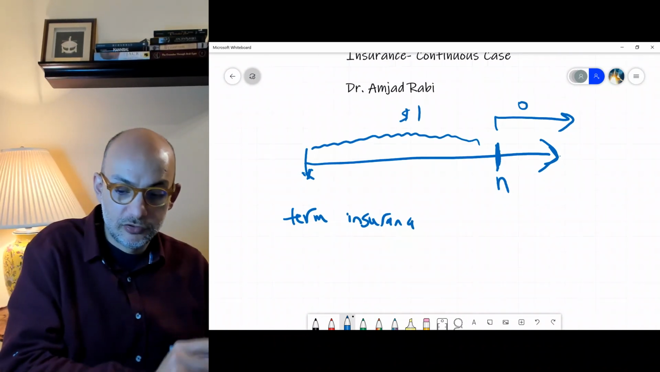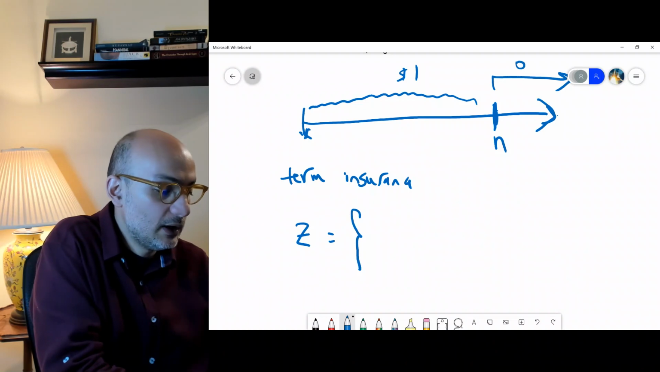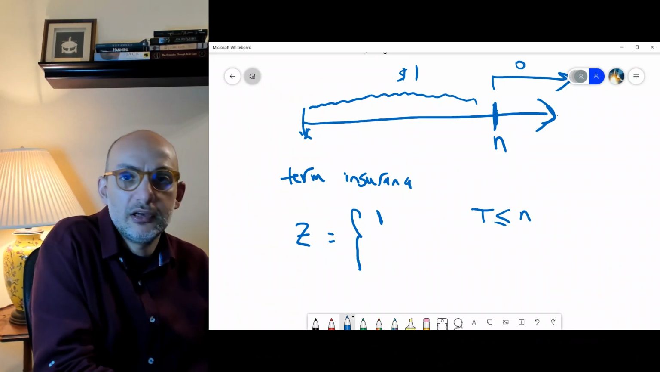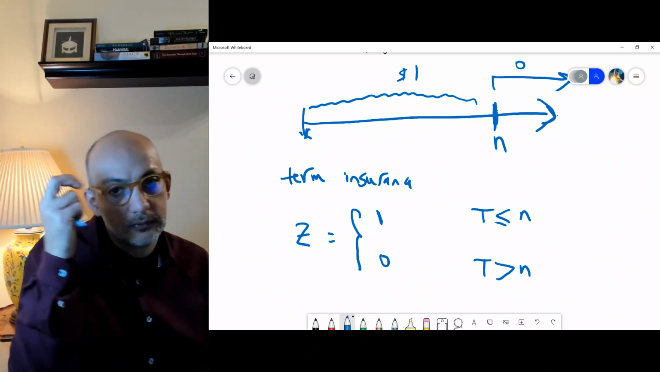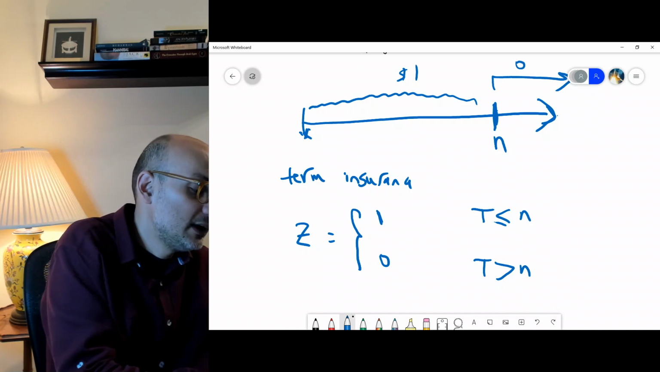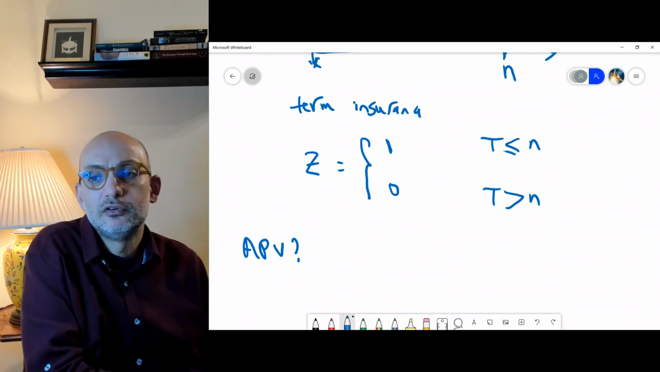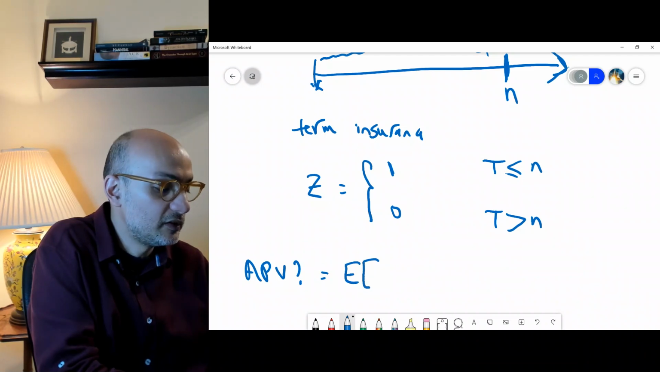By term insurance we mean, again, a random variable Z, where you get an amount equal to 1 if death occurs at or before n. But if the person survives to age n, or death is greater than n, we get 0. So we need to look at this random variable. What is the actuarial present value? For this term insurance, it's the expected value of Z.